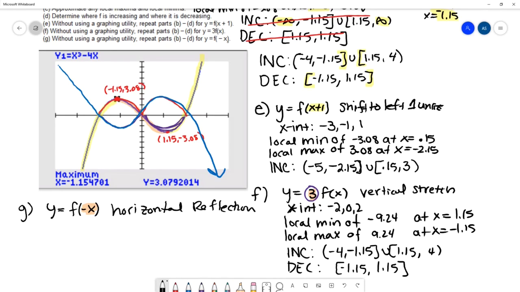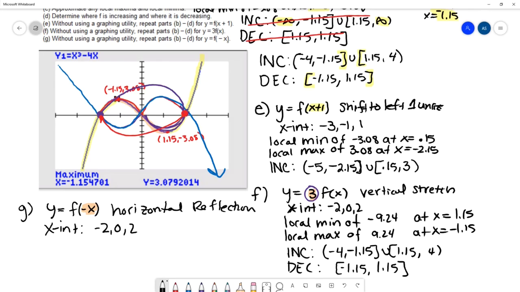So for our x-intercepts, those will reflect, but in this case, because of some symmetry, it won't change it. So this x-intercept gets reflected over to this side, and this x-intercept gets reflected over to this side, so they end up being the same, of -2, 0, and 2. The local min and max, they will change.